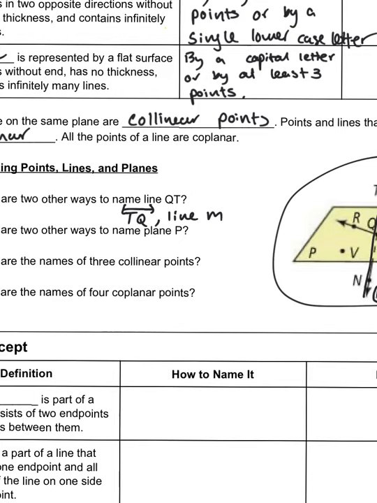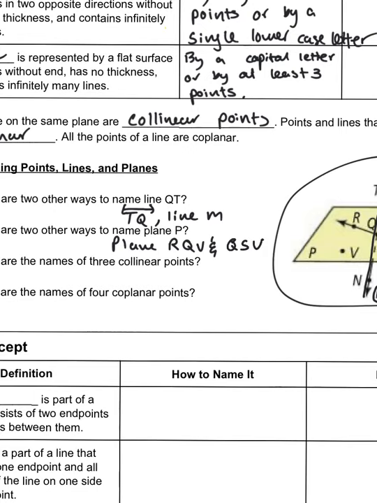Now, what are two other ways to name plane P? Well, if you look back, we can name a plane by at least three points that do not lie on the same line. So I could do plane RQV and plane QSV. All right? RQV and QSV.